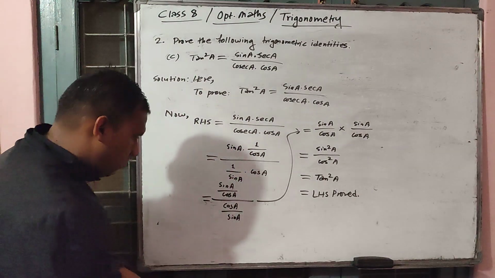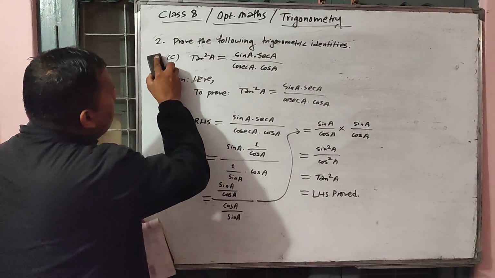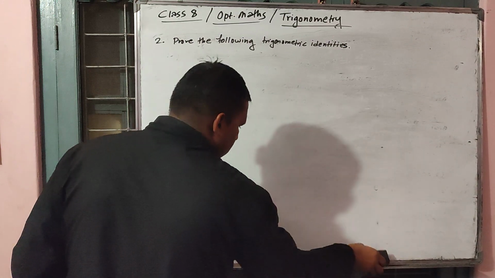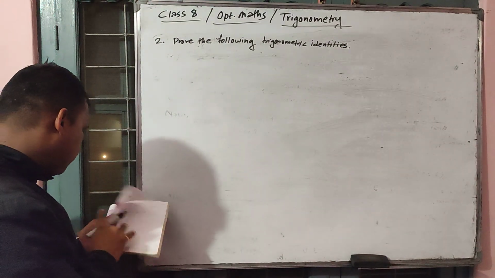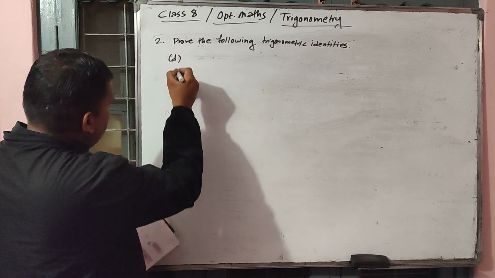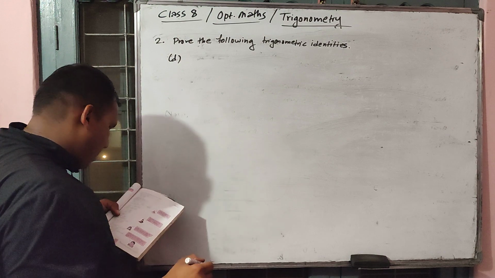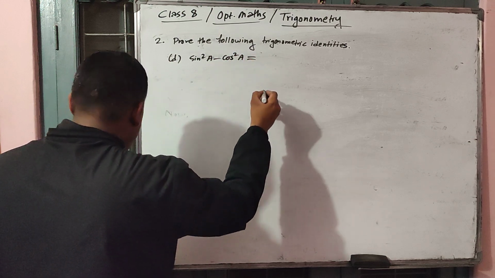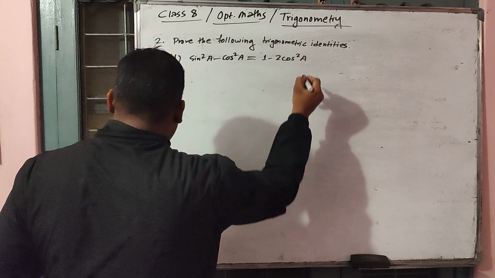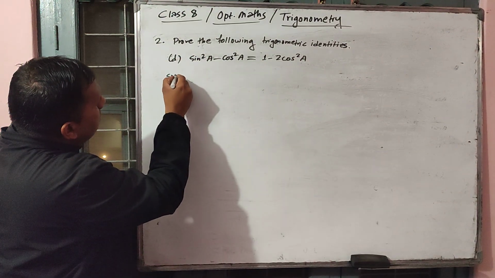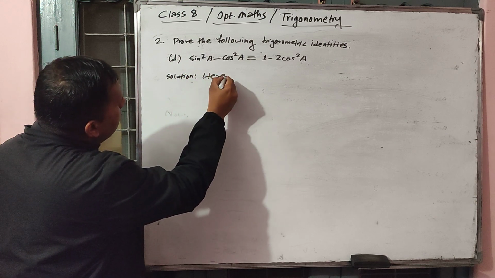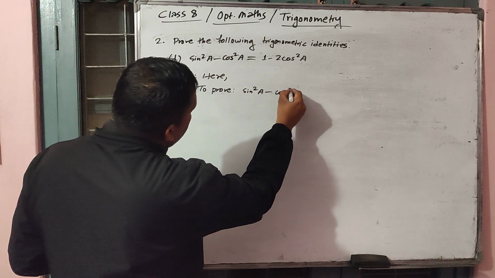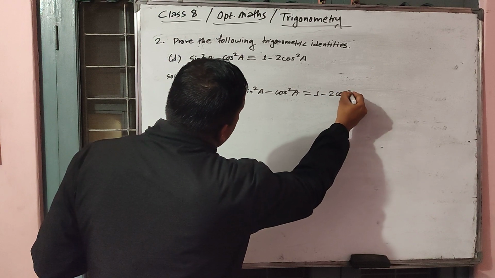Okay, students, now we go to the next question. Question number 2 D. In D we have sin square A minus cos square A equal to 1 minus 2 cos square A. Now its solution. We need to prove sin square A minus cos square A equal to 1 minus 2 cos square A.